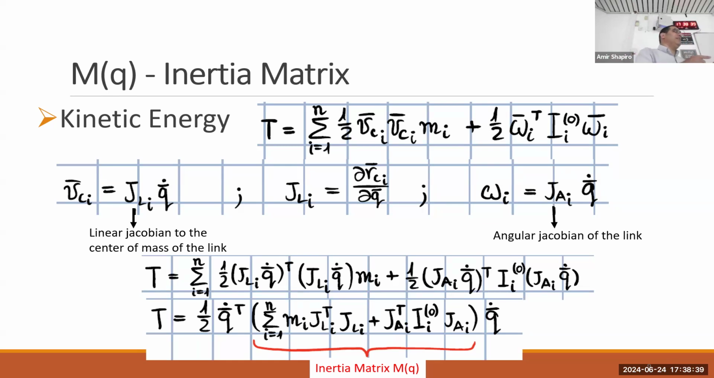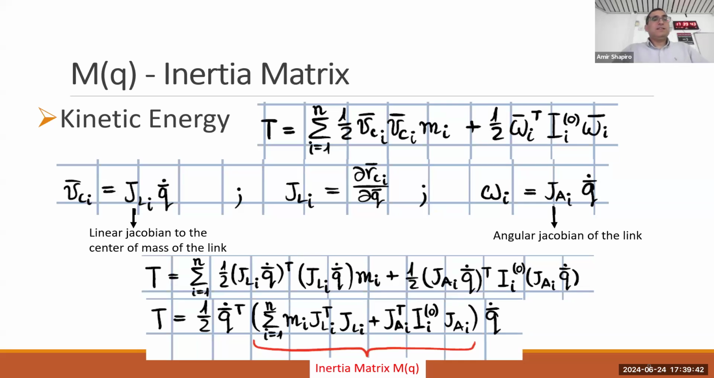We can compute this by taking the vector R from the world frame origin to the center of mass of link I, and then taking its derivative with respect to Q. That's the meaning of J_LI: the vector R_CI from the origin to the center of mass of link I, with its derivative with respect to Q. Also, omega is the angular part of the Jacobian of link I times Q dot. This is the angular velocity of link I.